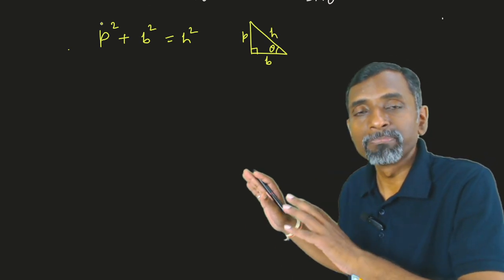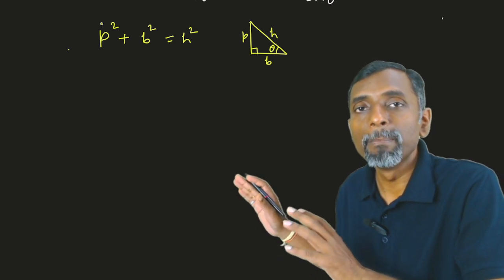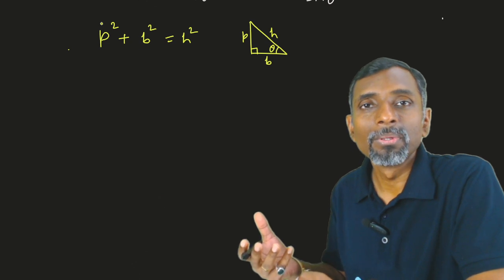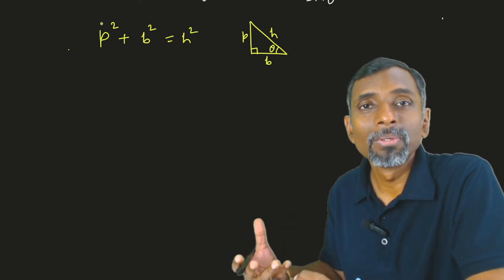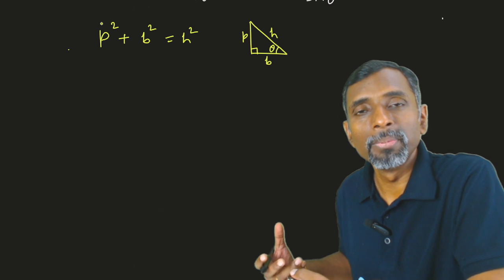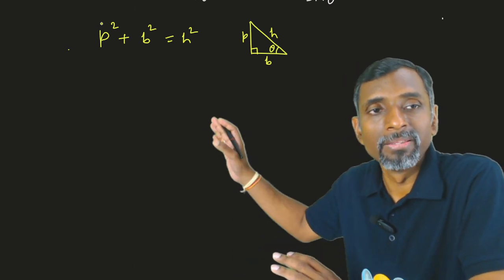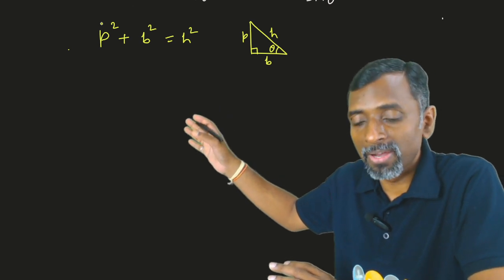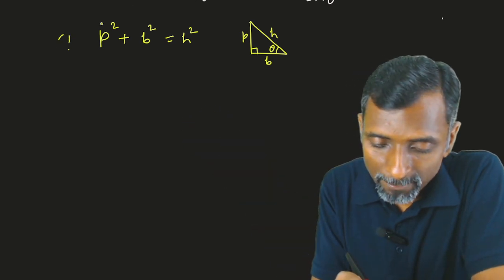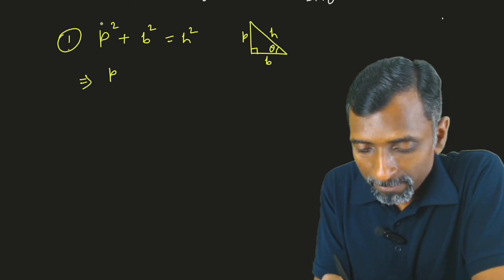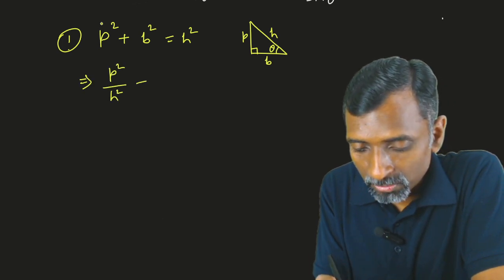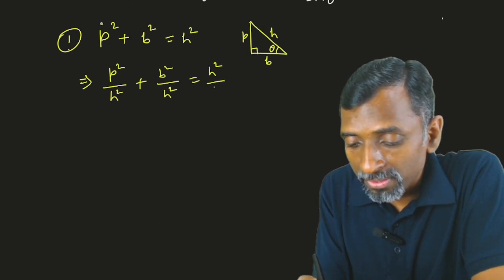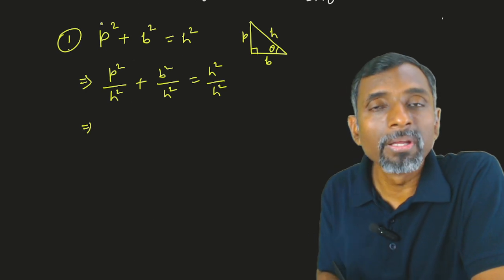Now, by this Pythagoras theorem, how can we make the identity? You know the trigonometric ratios mean P by H, B by H, P by B. These are the ratios. How can we make this Pythagoras theorem into ratios? It's very simple. We can just divide both sides by hypotenuse square. If we divide both sides by hypotenuse square, it will be in trigonometric terms, and we can find the trigonometric identities from this.